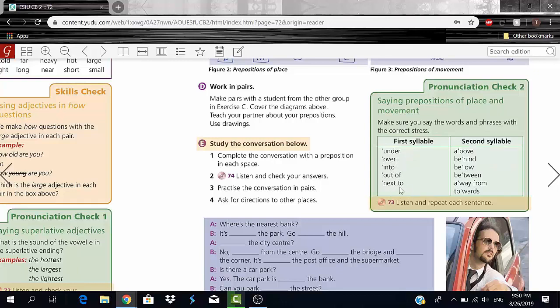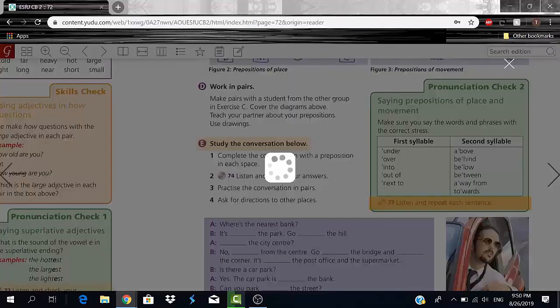So we have with first syllable, we have under, over, into, out of, next to. Obviously, I'm not adding stress right now. You guys will get that when I play the audio. Then we have second syllable, above. You guys can see the two syllables, above, behind, below, between, away from, towards. Okay, so let's take a listen here.